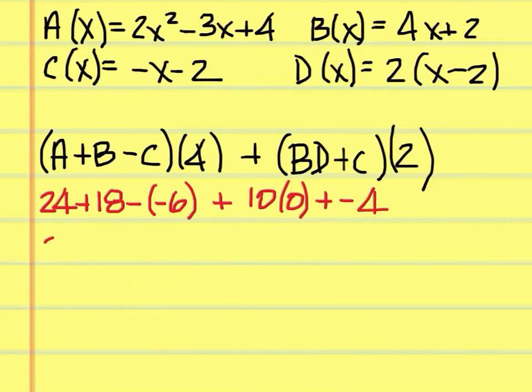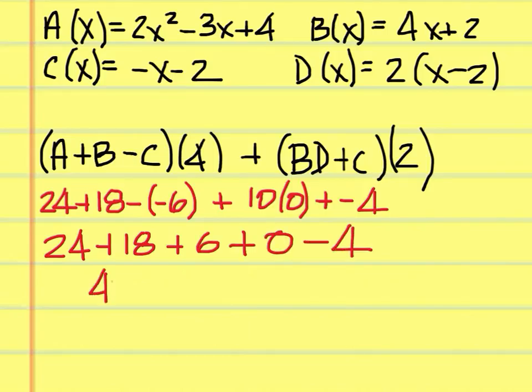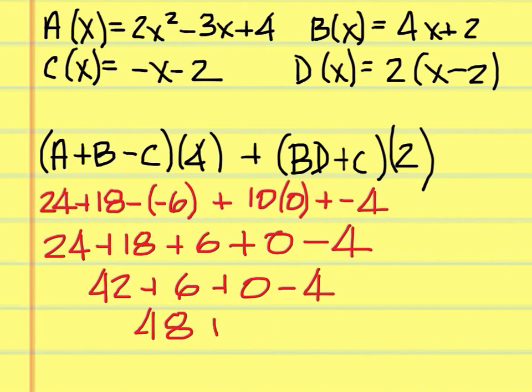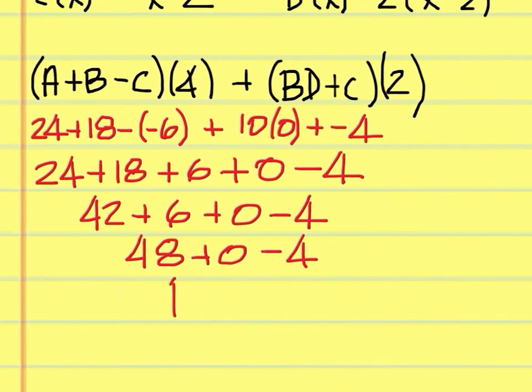So to go back and simplify, I'll have 24 plus 18 plus 6 plus 0 minus 4. That's 42 plus 6 plus 0 minus 4, which is 48 plus 0 minus 4. 48 plus 0 is just 48, and if I take 4 away, I come up with an answer of 44.